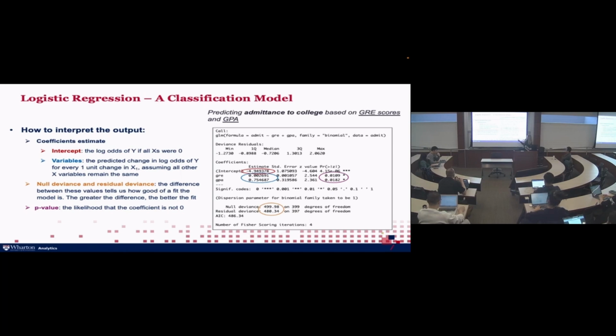The null deviance and residual deviance values down here tell us about the fit of the model. And so how you interpret it is that you want a larger difference between these two variables. The larger the difference, the better fit the model is. Our values here are 499 and 480. That's not a very big difference, so this is not a very good fit. This model is not a very good fit for this data. And we also have the p-value here that tells us how significant these independent variables are when predicting the outcome variable of admittance to college.